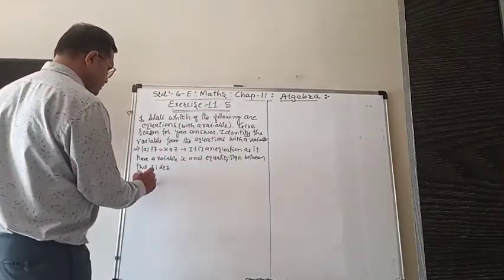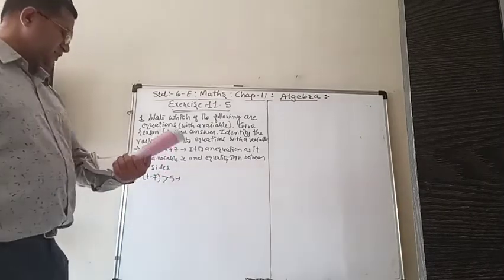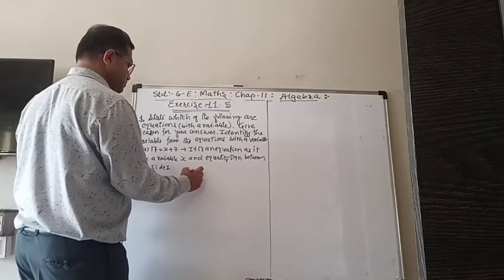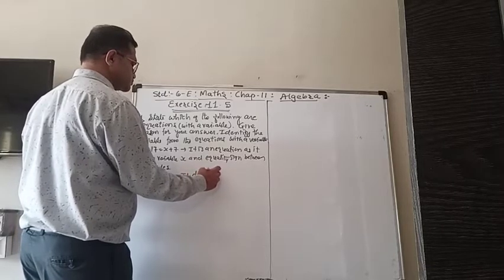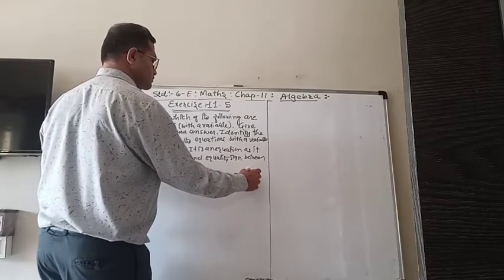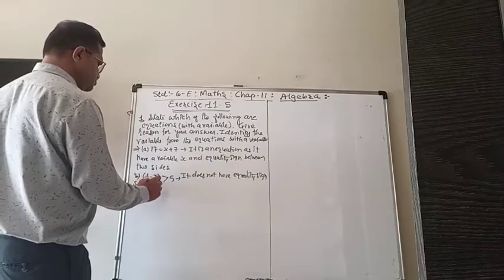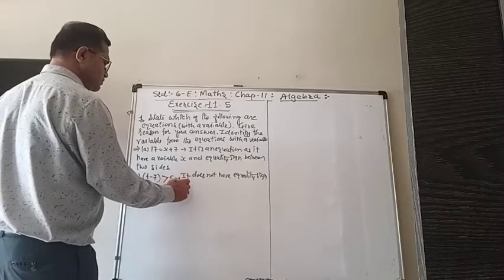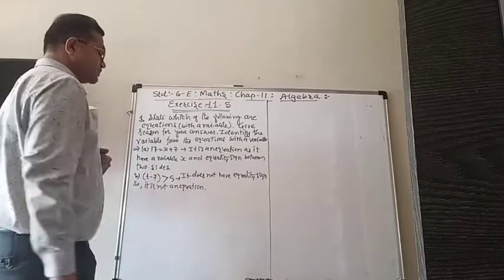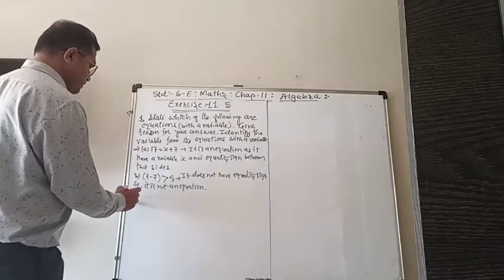Second, t minus 7 is greater than 5. So it does not have an equality sign, so it is not an equation. There is a variable, but we need an equality sign. What is here? It is an inequality sign. It is greater than. So it cannot represent an equation.